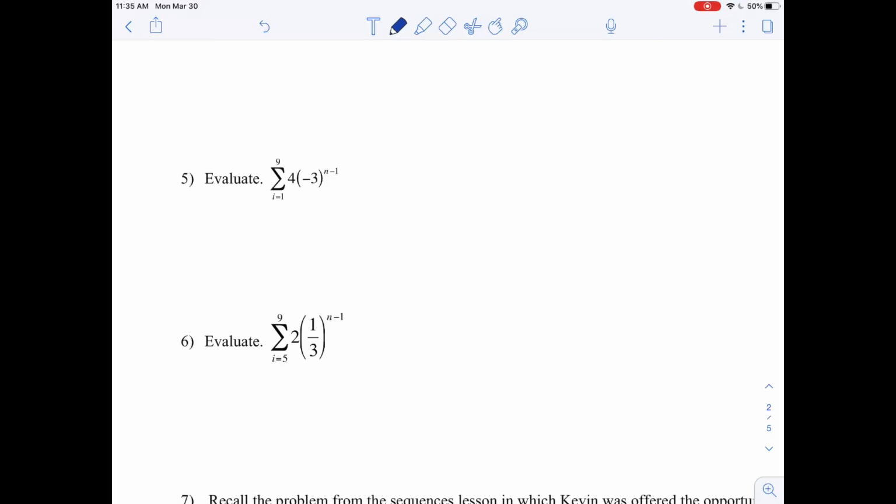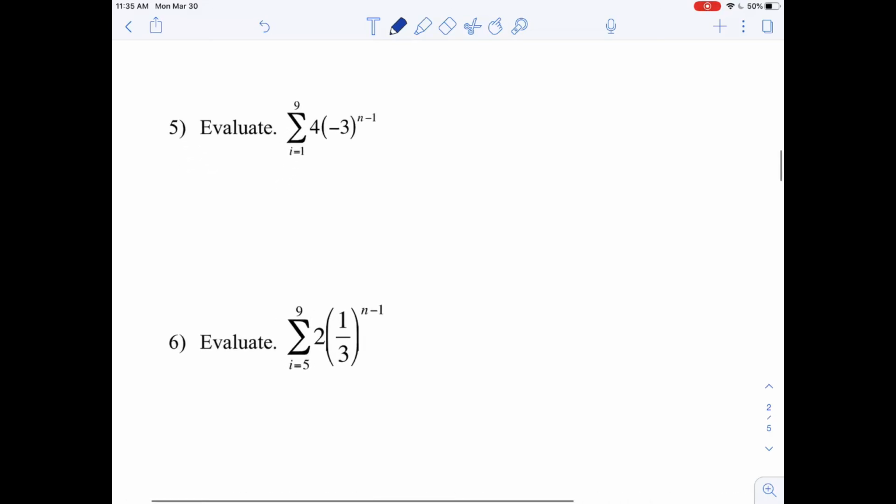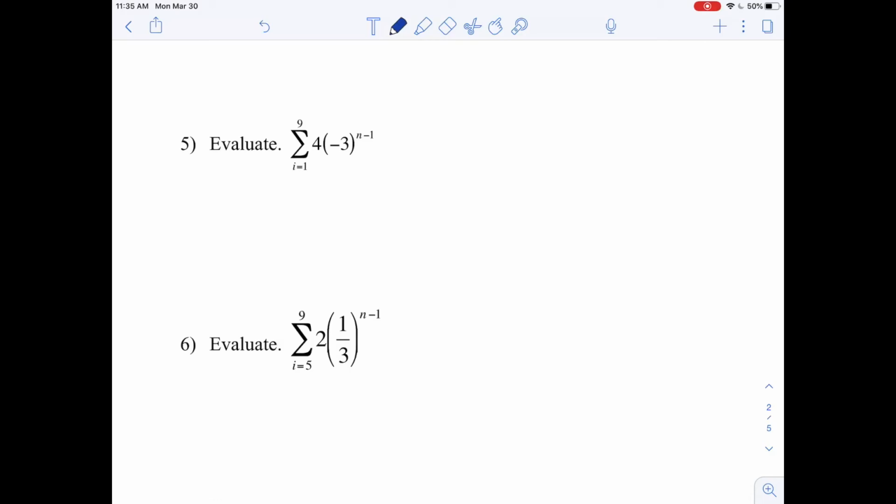Okay, so I want to scroll down to an example where they give it to you in sigma notation. And once again, just remind you of how you can use that information to plug into this geometric sum formula. So as you take a look at this, how would you know that this is actually a geometric series if you didn't want to sit there and plug all those values together? Well, the key is that it looks like an exponential function.